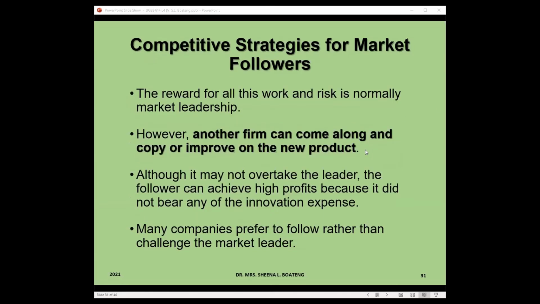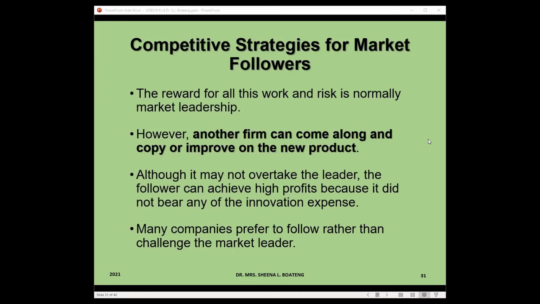So when it comes to market followers, you will realize that they would usually take what has already been put out there by the market leaders and the challengers and then modify it a bit to some extent, and then use it to achieve their own purposes. Now, usually the benefit of making all this investment in innovation and distribution and informing and educating consumers about the product is market leadership, which usually the market leaders have.